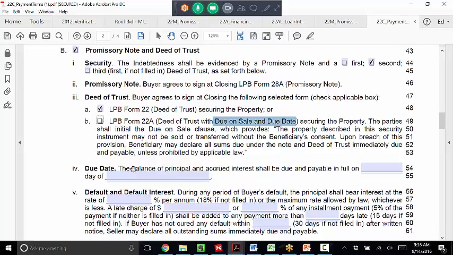Paragraph B4, due date. The balance of principal and accrued interest shall be due and payable in full on, what do we want to say? Well, what's most common is people use these because they can't qualify for a mortgage. Otherwise, they wouldn't do this, because they know the pool of houses that they have a chance to buy shrinks when they can only buy from sellers who are willing to carry the note.